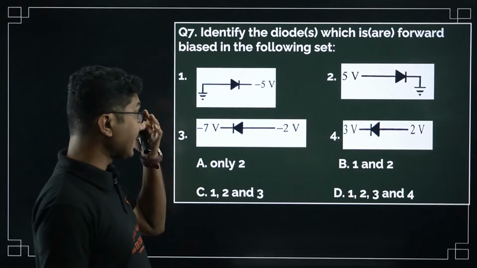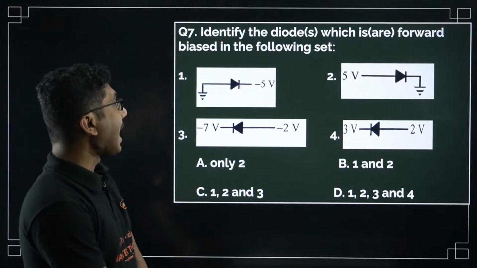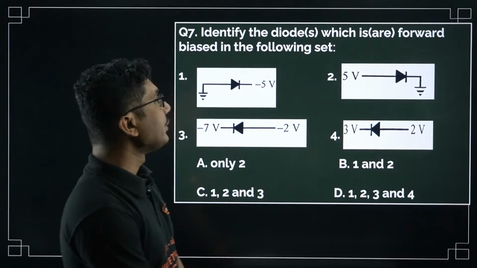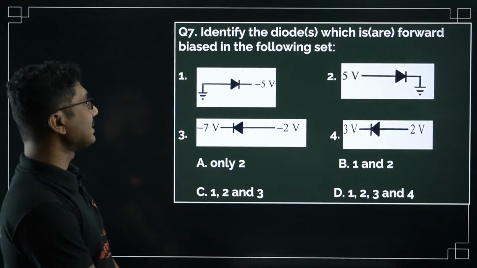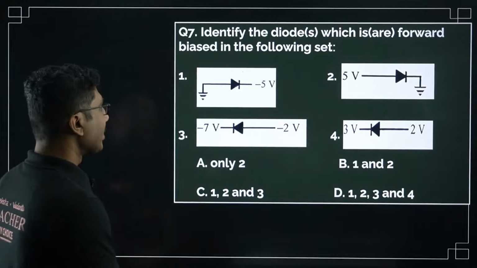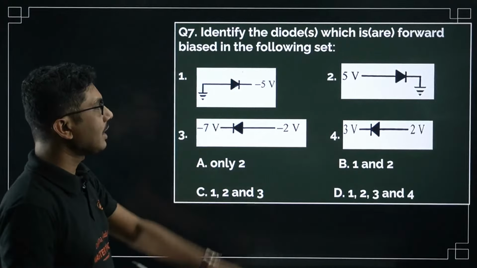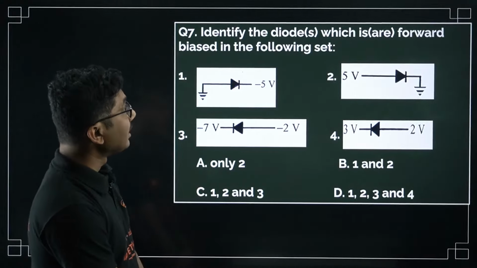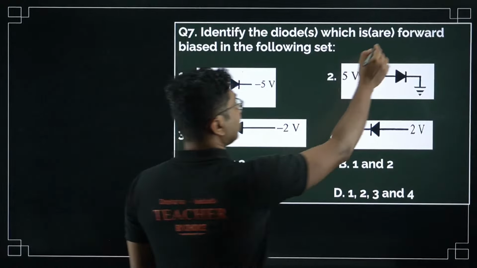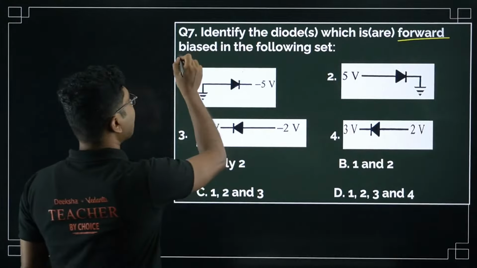Now this is an easy question. I hope everyone can answer this. Let's see. Identify the diodes which is or are forward biased in the following set. Which of the following are forward biased?